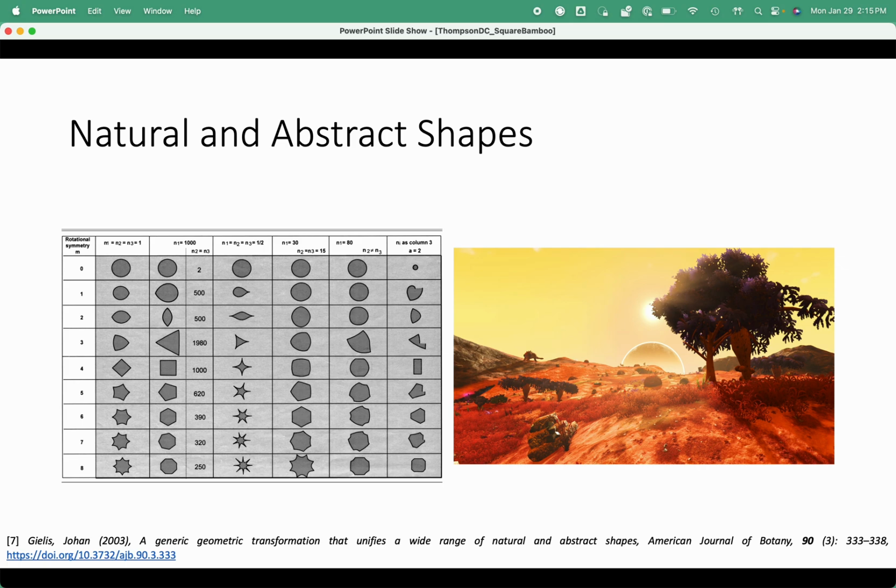Further descriptions of the shapes are presented in Dr. Gillis's paper, where it's clear that it's possible to generate a bewildering set of shapes and features. And then on the right-hand side here, I have a screenshot of how this manifests in the game itself.